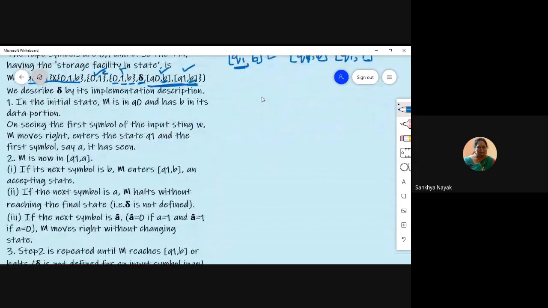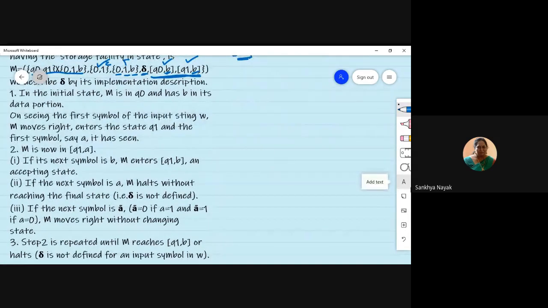So the design says in the initial state, M is in Q0 and has B in its data portion. Let me write a few possible strings that I have to accept. For example, I have to accept 0 or I have to accept 1. Similarly, I have to accept 0, 1, 1 or 1, 0, 0. All of these will be preceded and followed by a blank symbol, right?